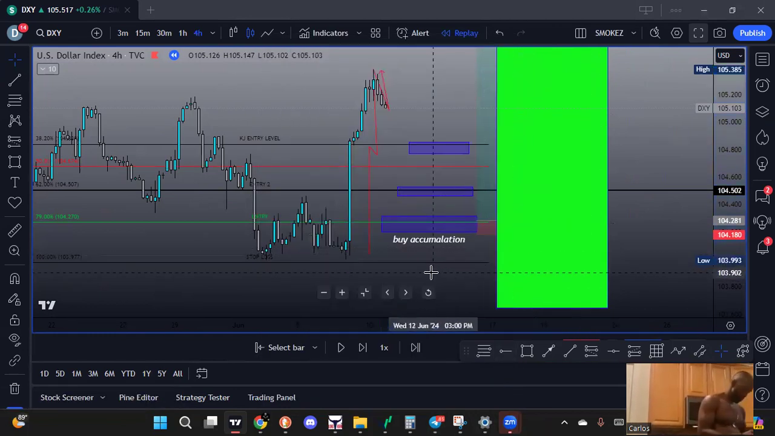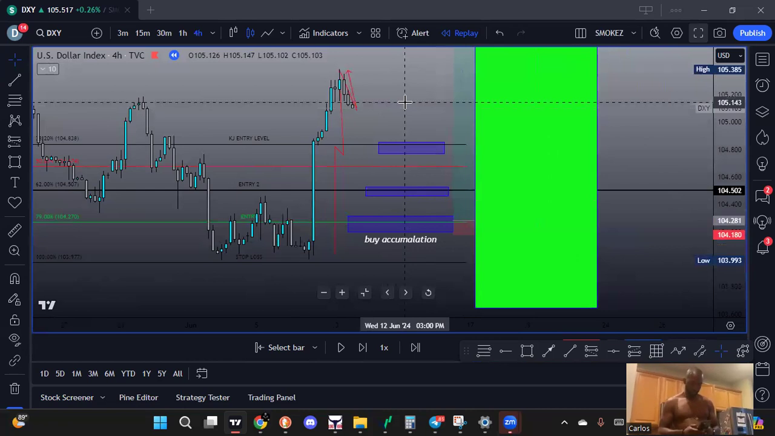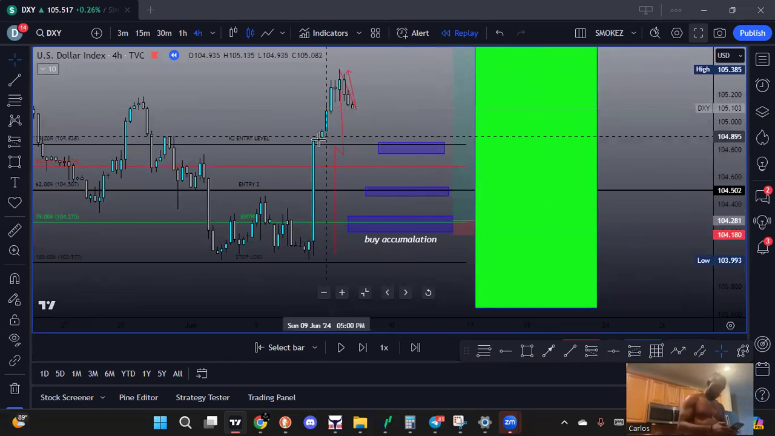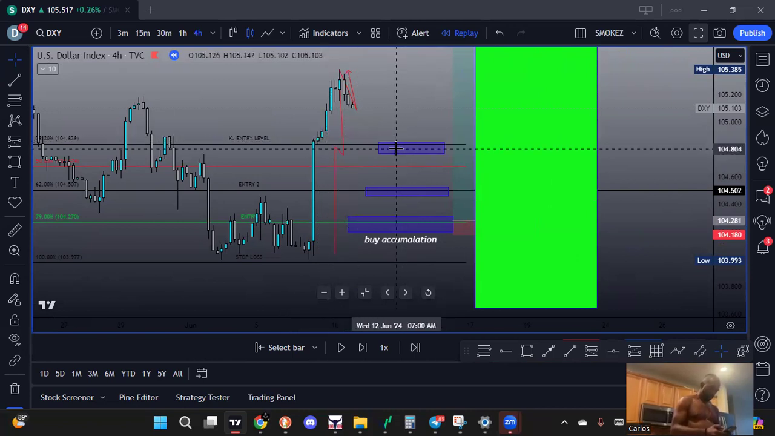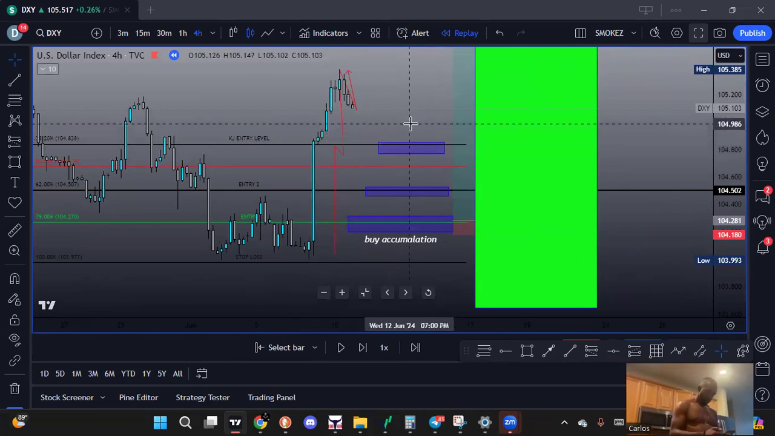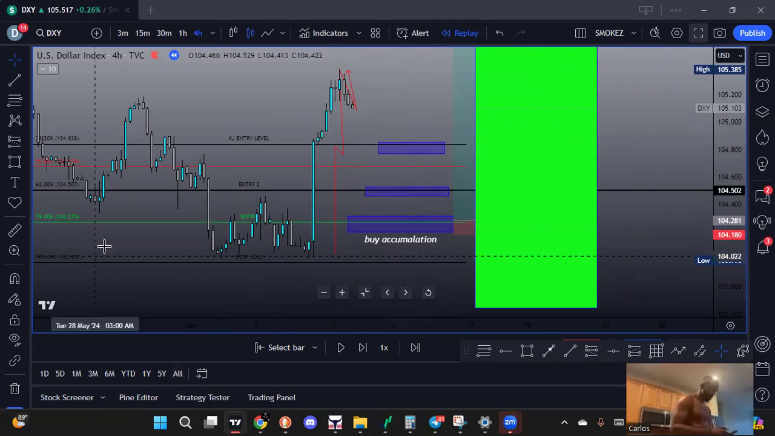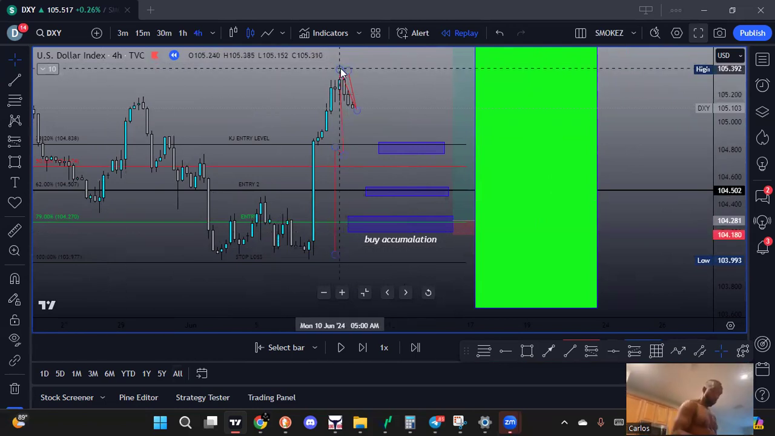Okay, you see what I'm saying? If you look at the first purple bar, that's a liquidity sweep right there, catching those people whose stop loss might be there. And then at the 62, that's the fair value gap. At the 62 and going down. Exactly. And then the 79 is the demand zone. Exactly. You got it.